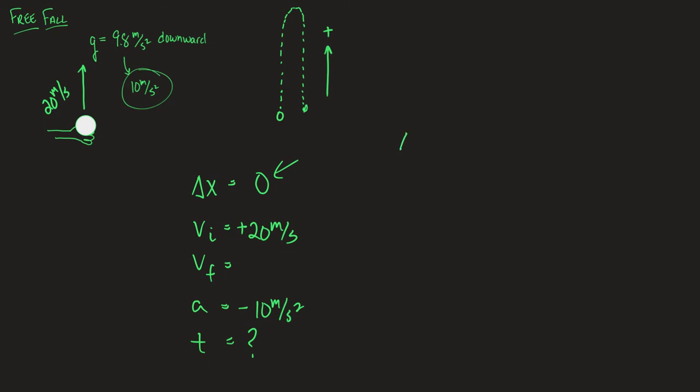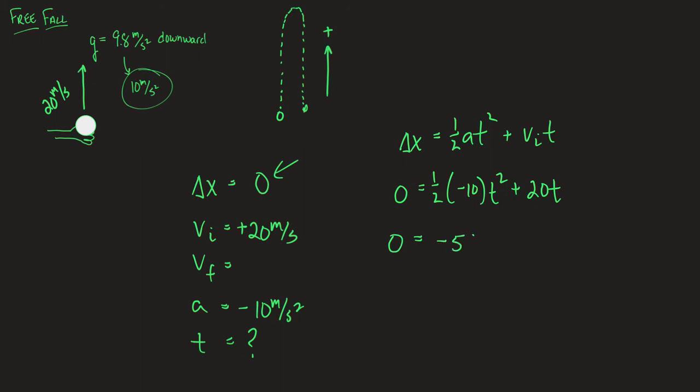So I'm going to use delta x equals 1/2 a t squared plus v_i times t. And that would be 0 equals 1/2 times -10 t squared plus 20 times t. Now, I know everybody in this room can solve this for t. However, it is very likely that the way you would solve it for t might violate a rule of math. And I want to make sure that you don't.